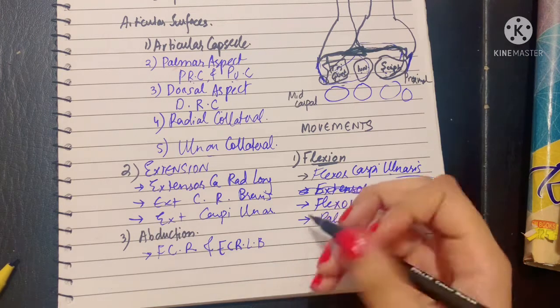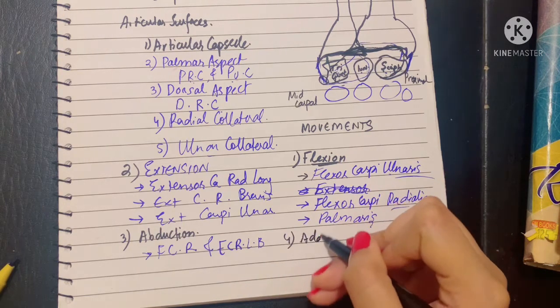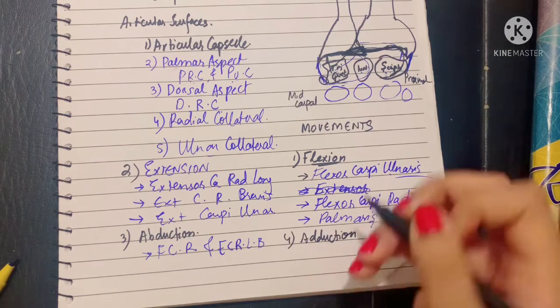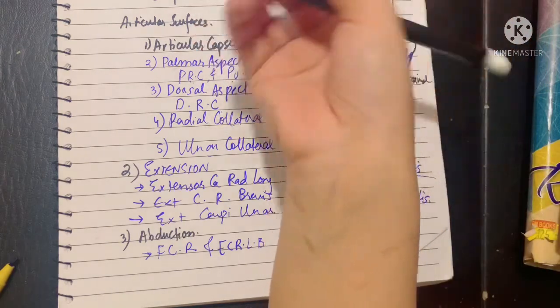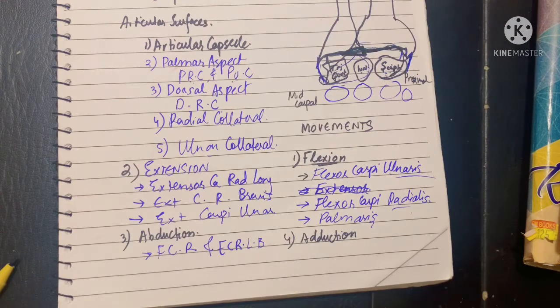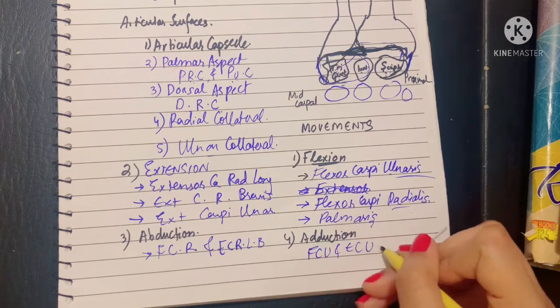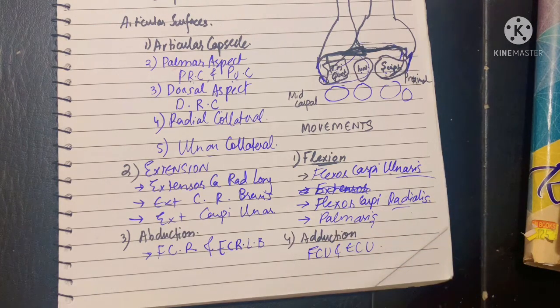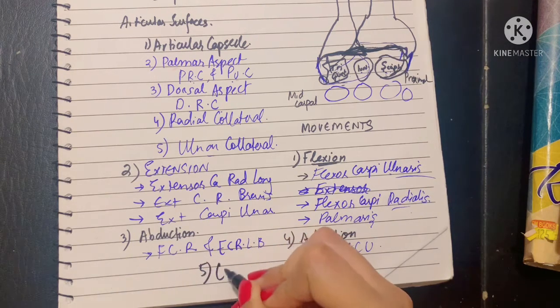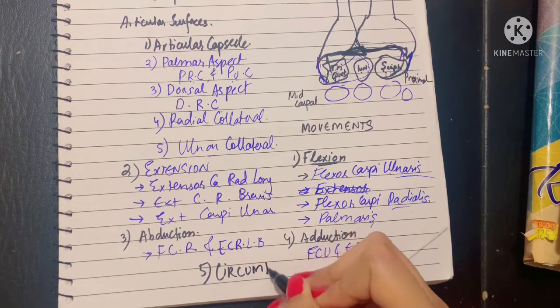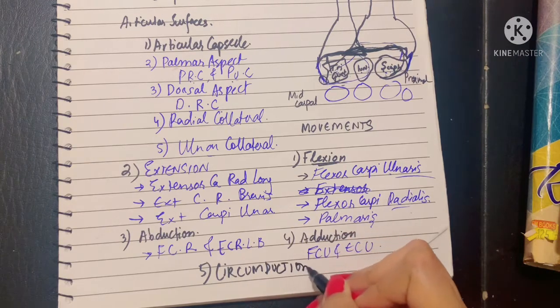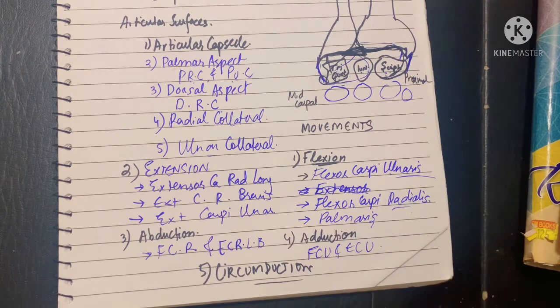And finally is the adduction. The adduction is carried out by, obviously, since adduction is occurring towards the ulnar border, the two ulnaris muscles, the flexor carpi ulnaris and the extensor carpi ulnaris. And don't forget, there is a fifth movement of the wrist joint as well, and this is the circumduction. The last time we studied the circumduction was in the shoulder joint. The wrist joint also has this movement.